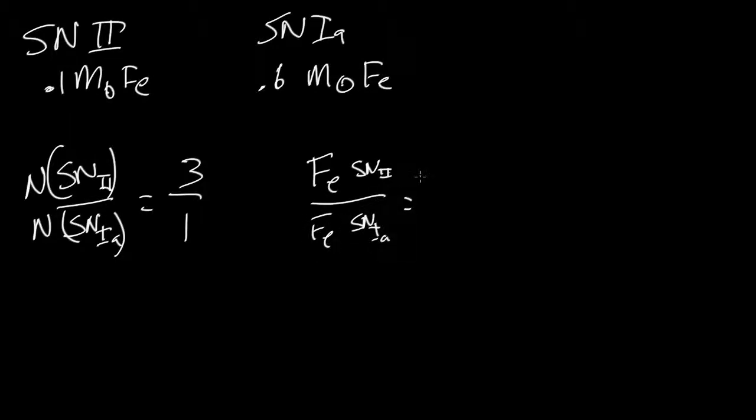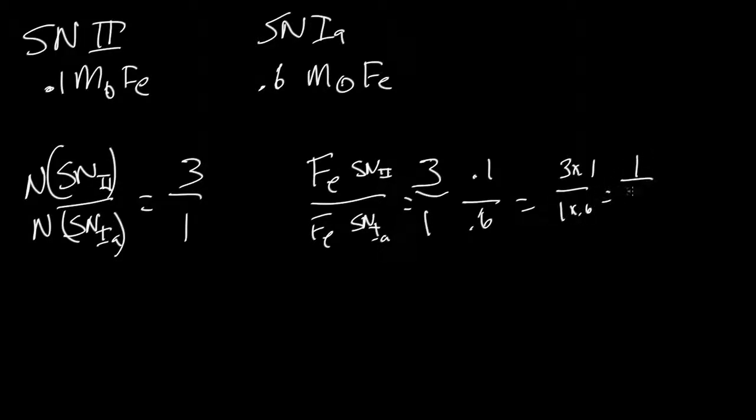We know that we have 3 to 1 in terms of the number, but we have 0.1 to 0.6 in terms of how much they produce. And so when we do this multiplication out, we can see that we have 3 times 0.1 divided by 1 times 0.6. And we find that the ratio of the amount of iron formed in type 2 supernovae to type 1a supernovae is 1 to 2.